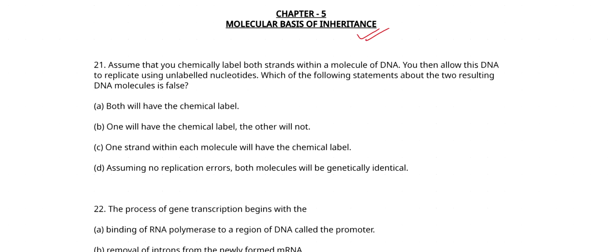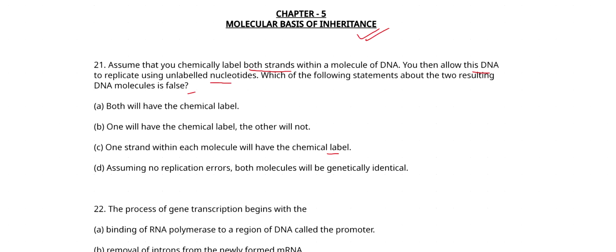Our question number 21 is: assume that you chemically label both strands within a molecule of DNA. You then allow this DNA to replicate using unlabeled nucleotide. Which of the following statements about the two resulting DNA molecules is false? Option A: both will have the chemical label. B: one will have the chemical label, the other will not. C: one strand within each molecule will have the chemical label. And D: assuming no replication error, both molecules will be genetically identical.